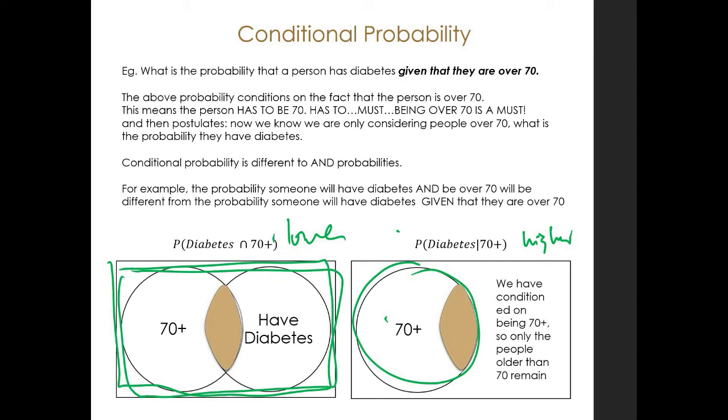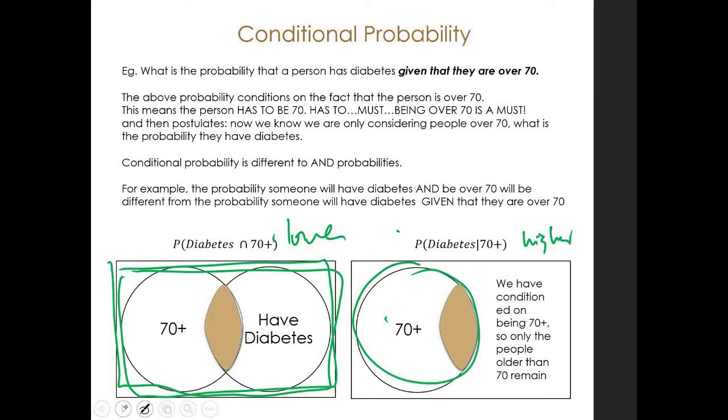In the denominator, you're including people who are 30 years old, 20 years old, who will bring that probability right down. So this is the idea of conditional probability: conditioning on a subgroup, saying being 70 and above is required, that has to happen. It's a condition of the probability I'm about to find. It absolutely must be the case.